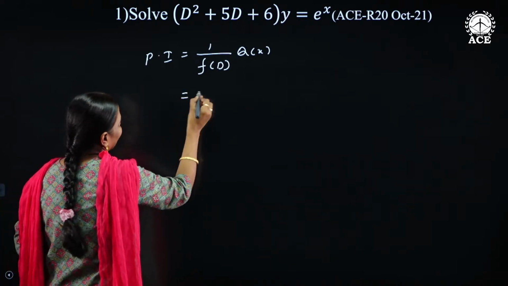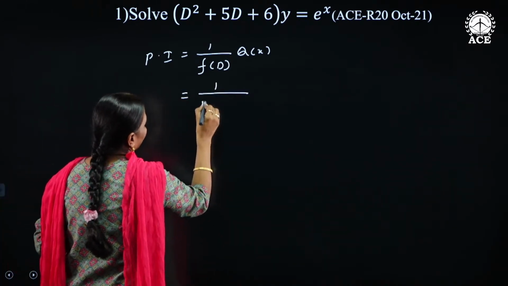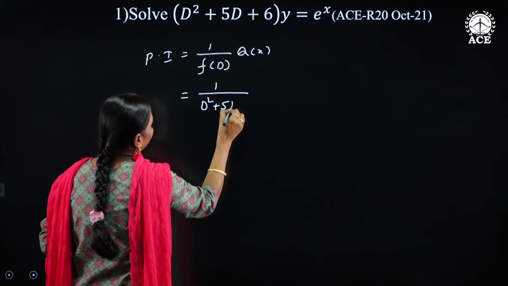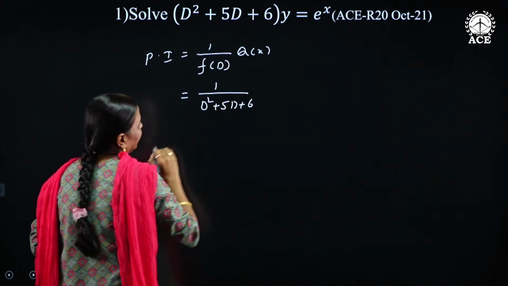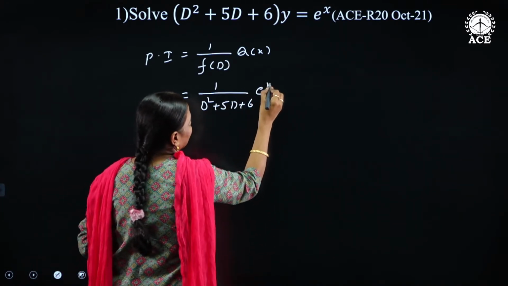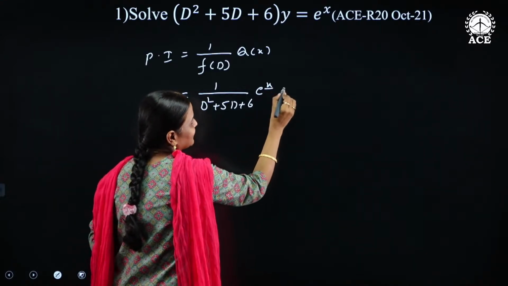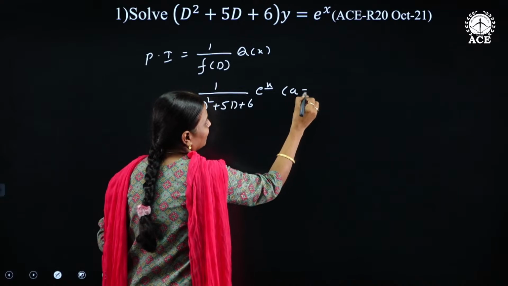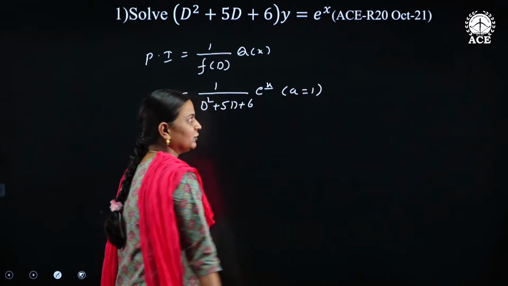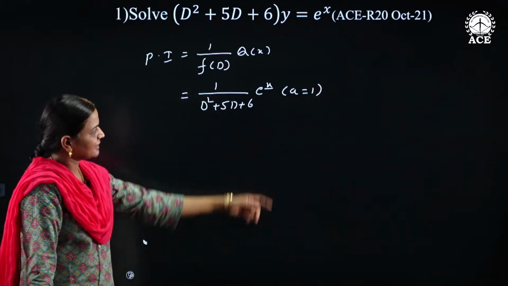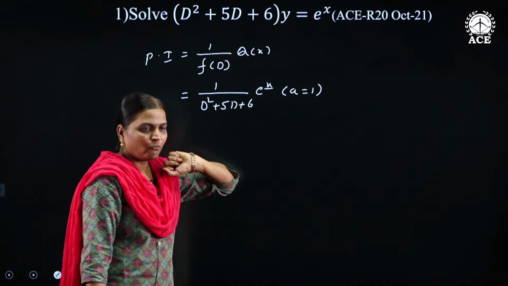Now, what is F(D) here? The particular integral is 1/(D² + 5D + 6) times Q(x), which is e^x. Next, write the x coefficient. What is the x coefficient called? A. What is A? A is equal to 1 here, since e^(ax) with a = 1.